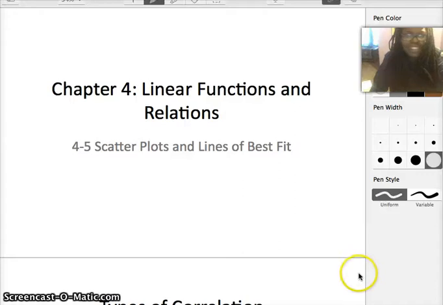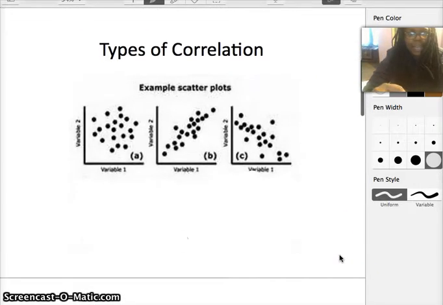Hi friends, we are still in chapter 4 and we are looking at linear functions and relations. We're going to talk about scatter plots and lines of best fit. You guys are familiar with scatter plots. You remember that we had these last year.